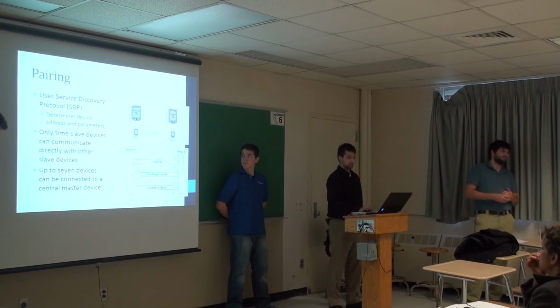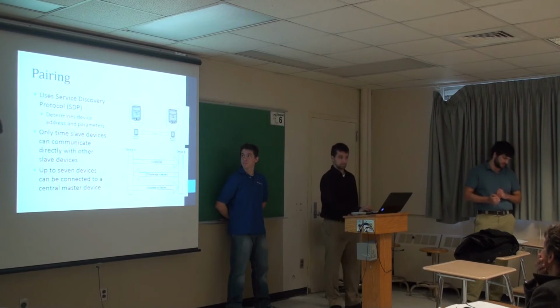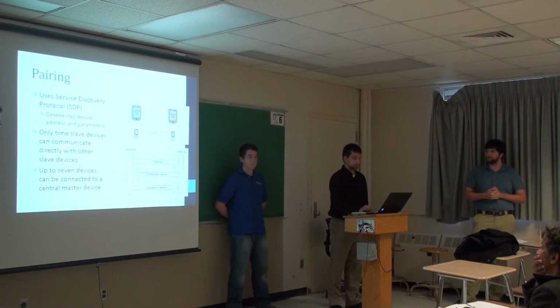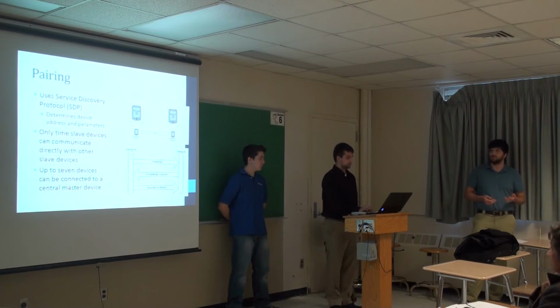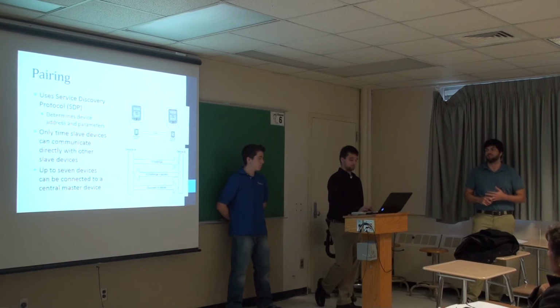The first step in setting up a Bluetooth network is to pair some of the devices. So you put the devices into pairing mode, which uses service discovery protocol, and this is actually the only time where all devices can see each other on the network. They'll be able to communicate and pass various parameters and their IDs so that every device on the network knows what each other device is capable of. In this type of network, up to 7 devices can be connected to one central master device.